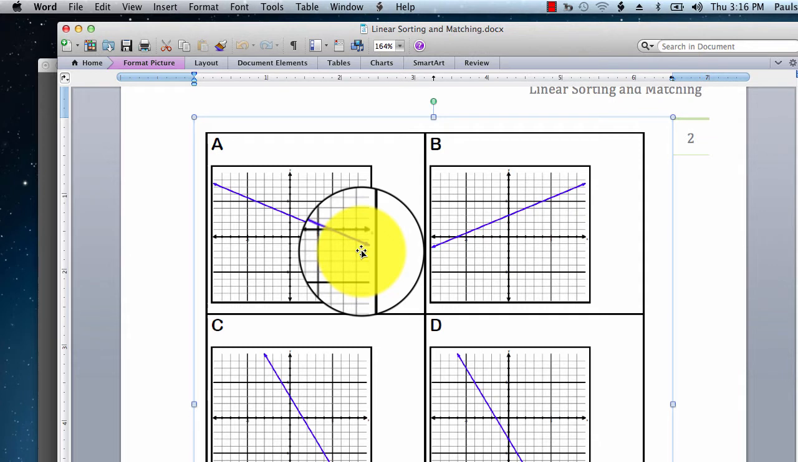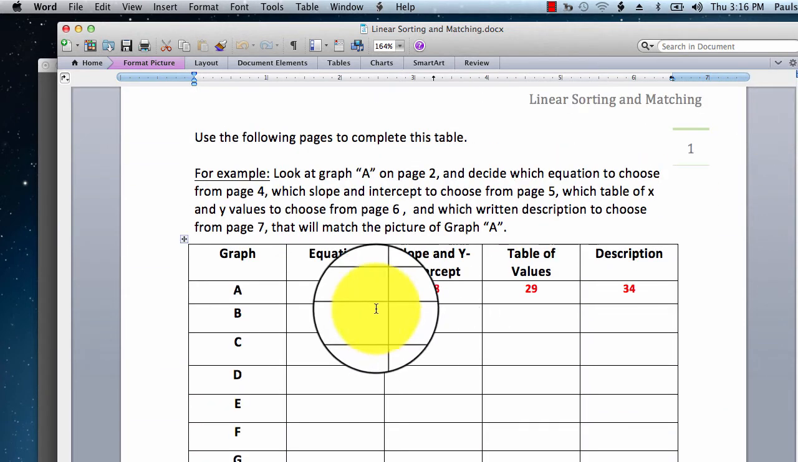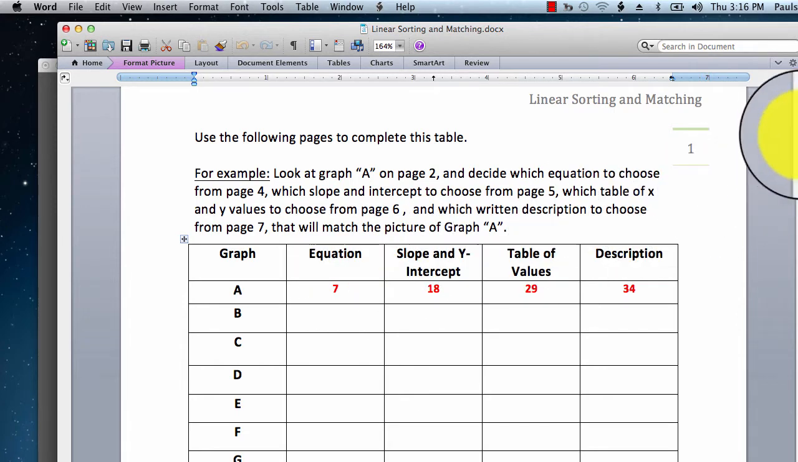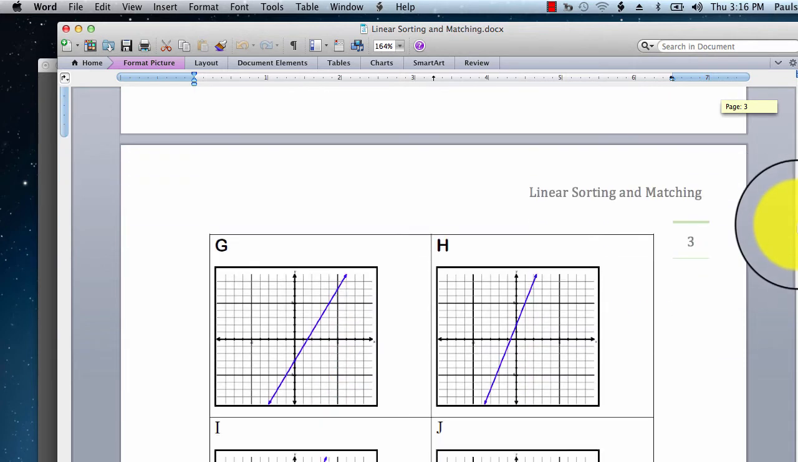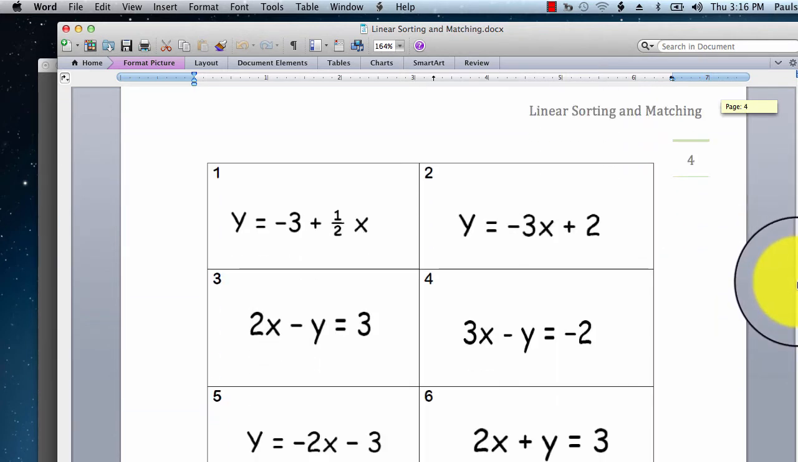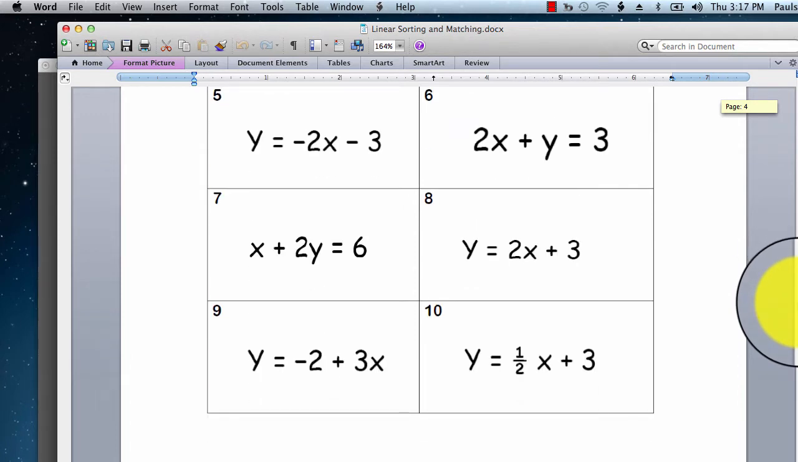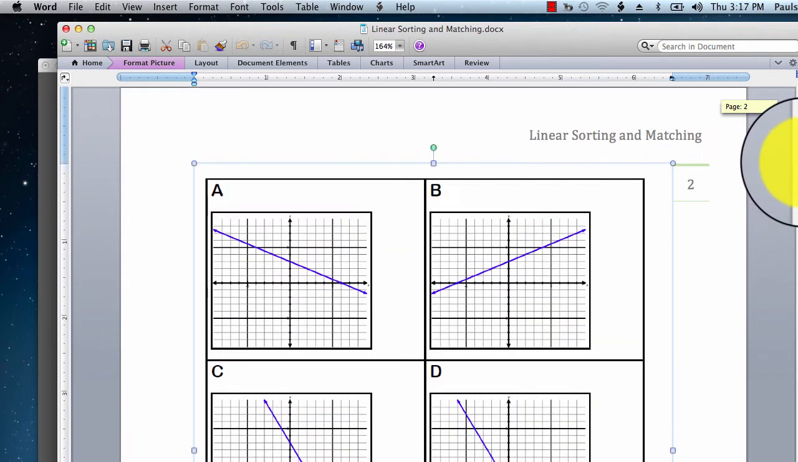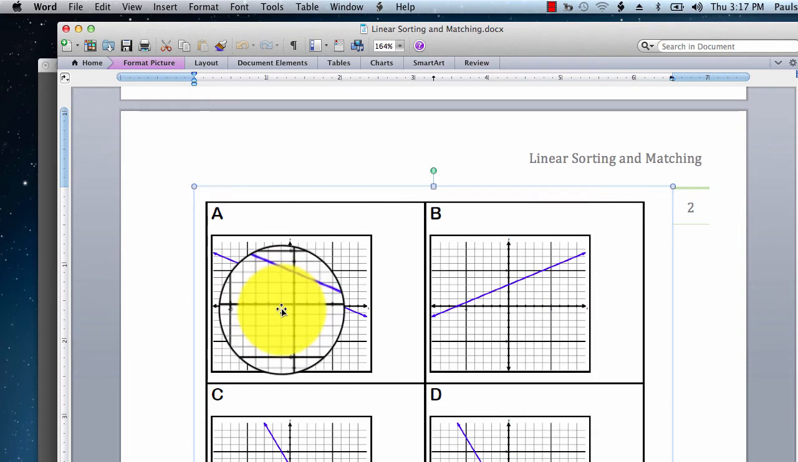What we're trying to do is figure out the equation for that line on graph A. To do that, we're going to be picking from these choices down here, and we'll get to understanding these choices later. But right now we can build an equation, not even looking at those choices, using the information in this picture.